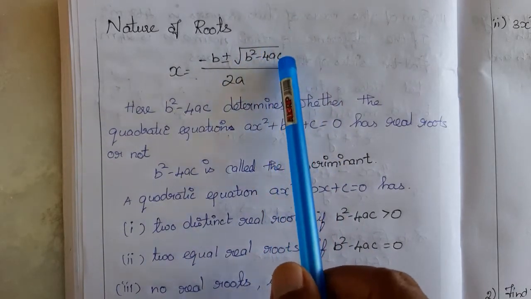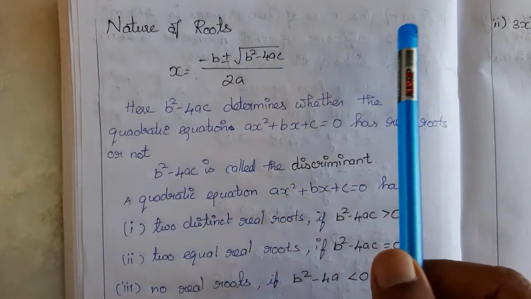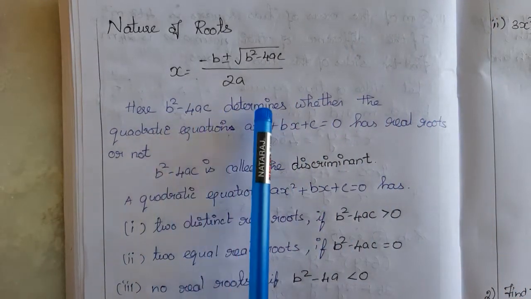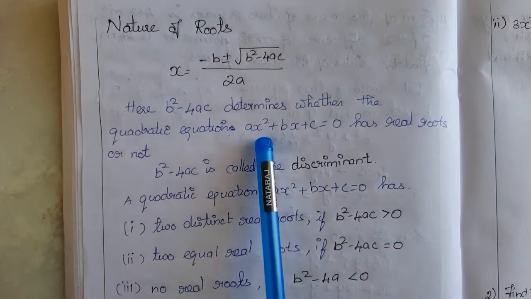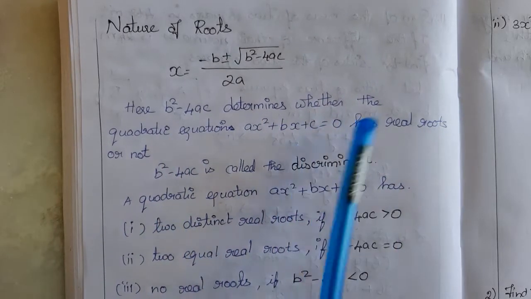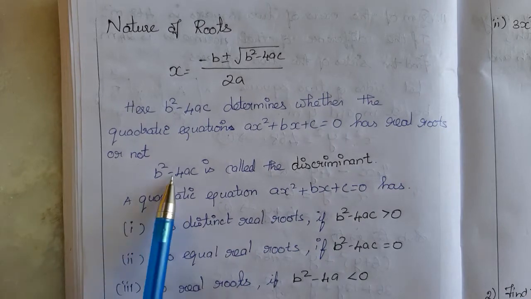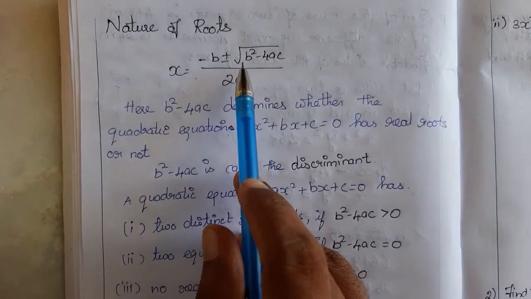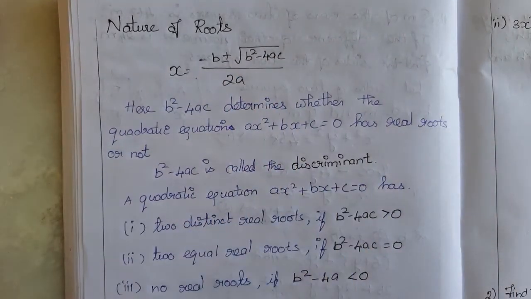this plays a role in whether the roots are equal or not equal, whether we can find the roots or not. So here the b square minus 4ac determines whether the quadratic equation ax square plus bx plus c has real roots or not. So we are considering it. b square minus 4ac is called discriminant. With that alone we can consider.